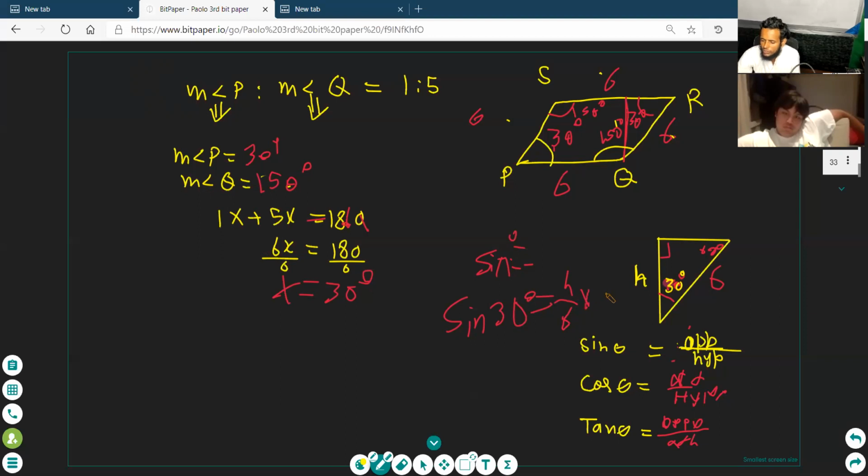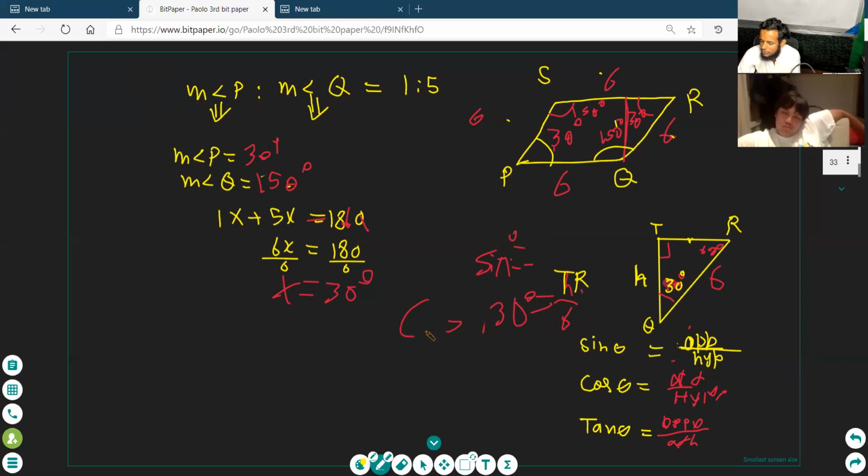This is wrong. According to the 30 degree angle, what is the opposite? Tell me the opposite. This is the opposite. This opposite has no value. Opposite upon hypo. You cannot put this. This is wrong. This is TR. I say this is Q and it will be TR.